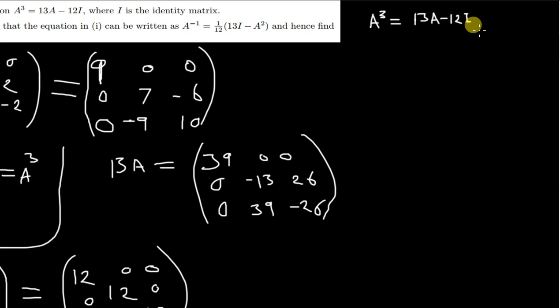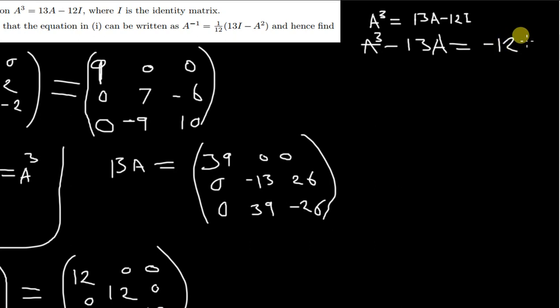And then from there, I'm going to take this 13 to this side. So I'm going to have a to the power 3 minus 13a is equal to negative 12.